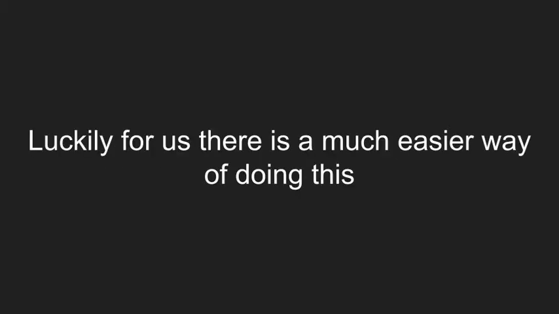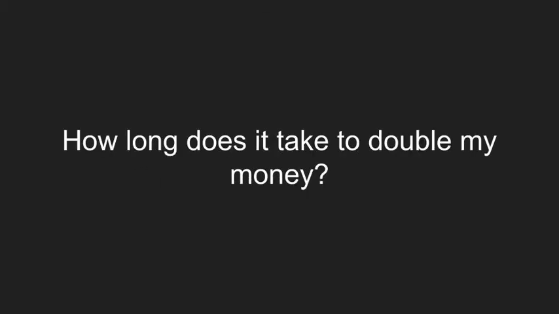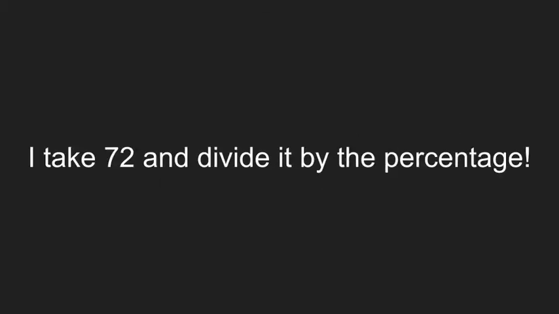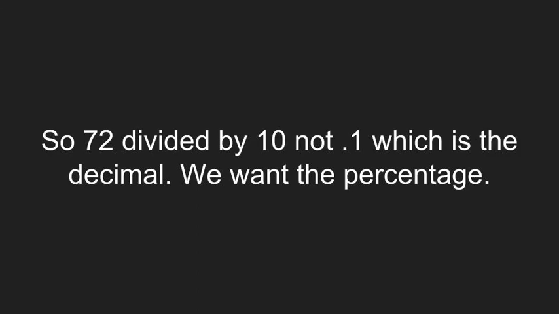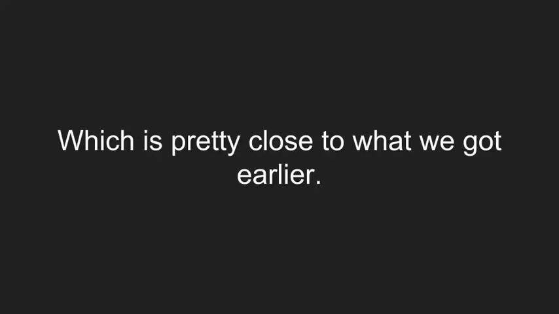Luckily for us, there is a much easier way of doing this, and it's called the rule of 72. Let's try it out. So we have 10% interest compounding annually. How long does it take to double my money? Now with the rule of 72, we take 72 and we divide it by the percentage of our interest rate. So that is 72 divided by 10, not 0.1, because that'd be the decimal, but we want the percentage, so it'd be 10. So what is 72 divided by 10? It is 7.2 years. So it's pretty accurate. It's pretty close to doing the logs.